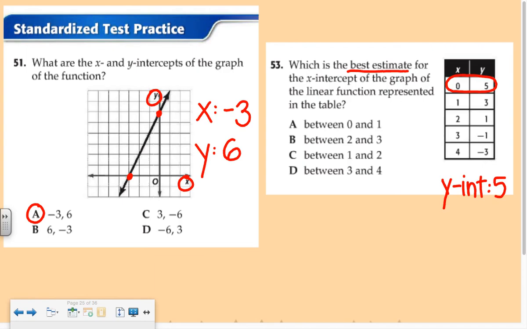So if I added 0 into the table, it would be right here, in between 1 and -1. So then I have to look at what number would be in between 2 and 3, because 0 is right in the middle of 1 and -1. Well, what number is in between 2 and 3? 2.5. So let's look at our answer choices. Is it between 0 and 1? Nope. Between 2 and 3? Yep, 2.5 is in between 2 and 3. So the answer is B.